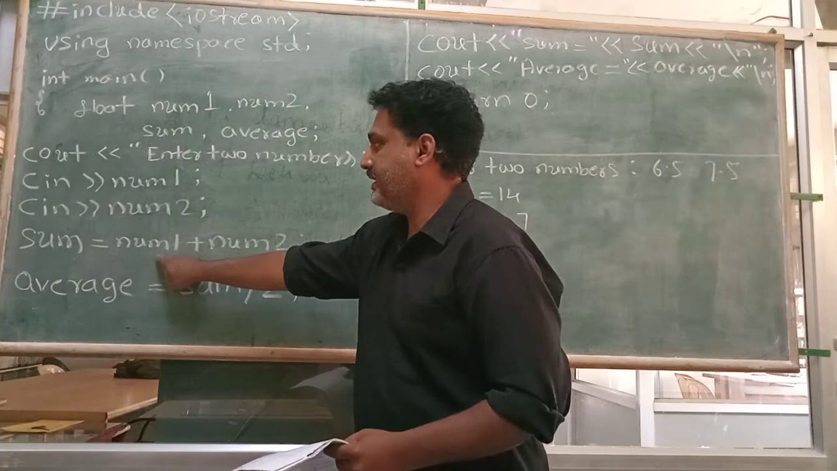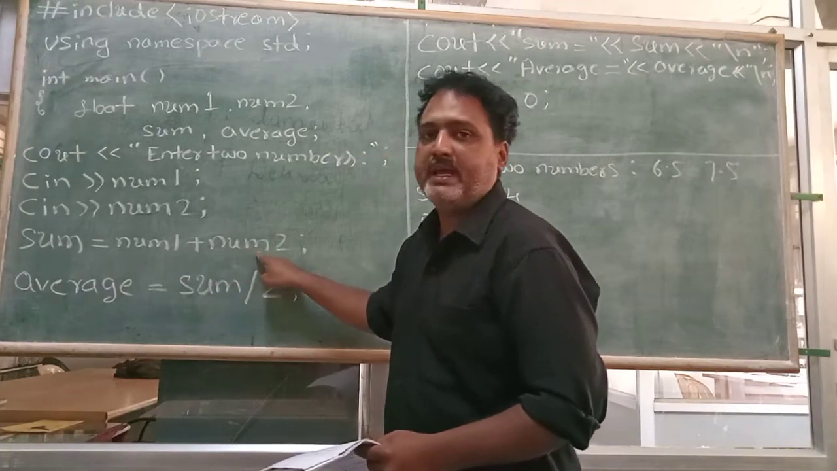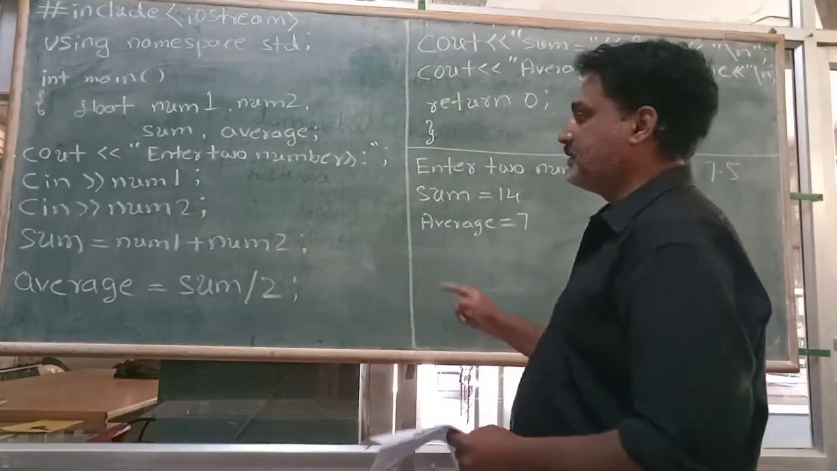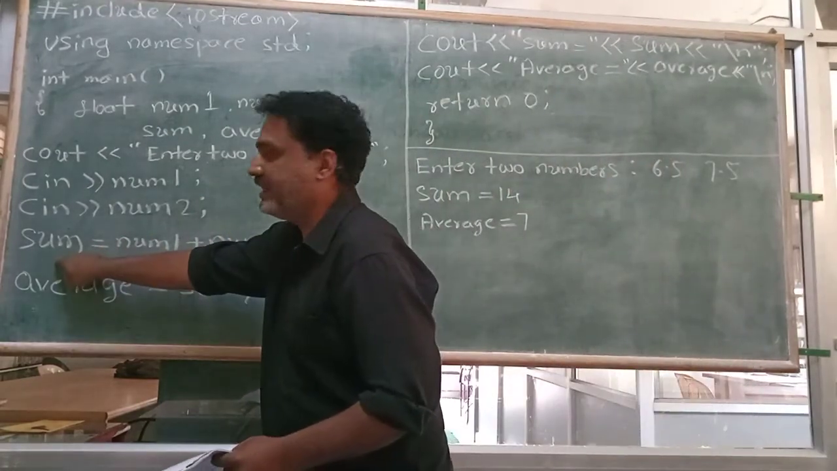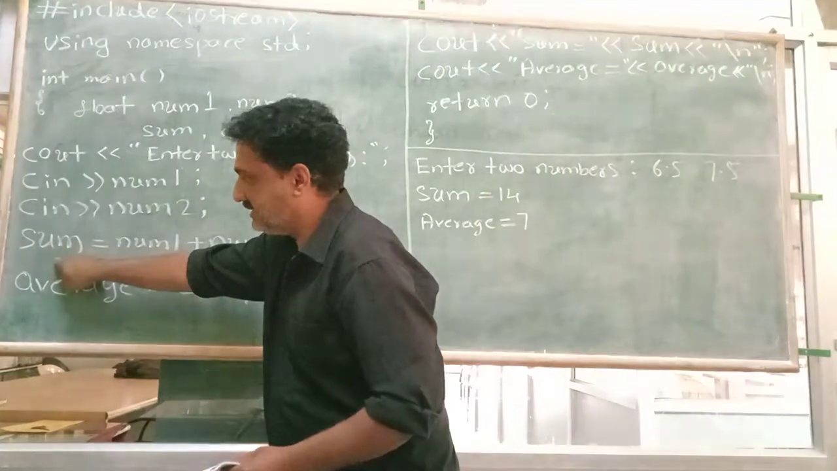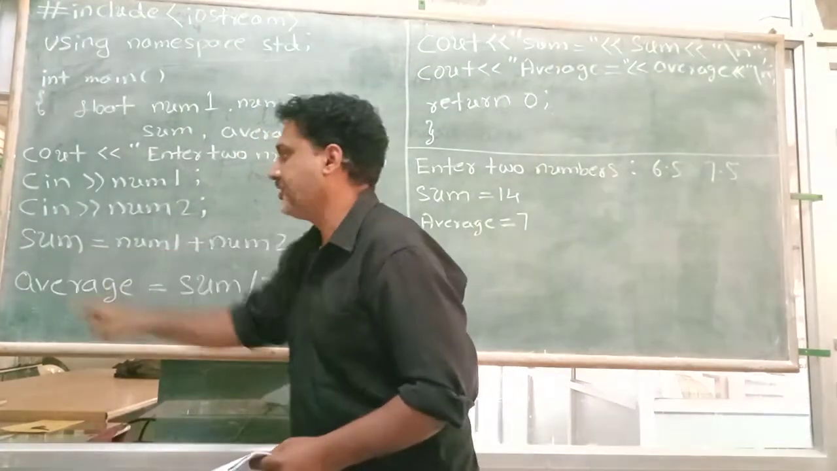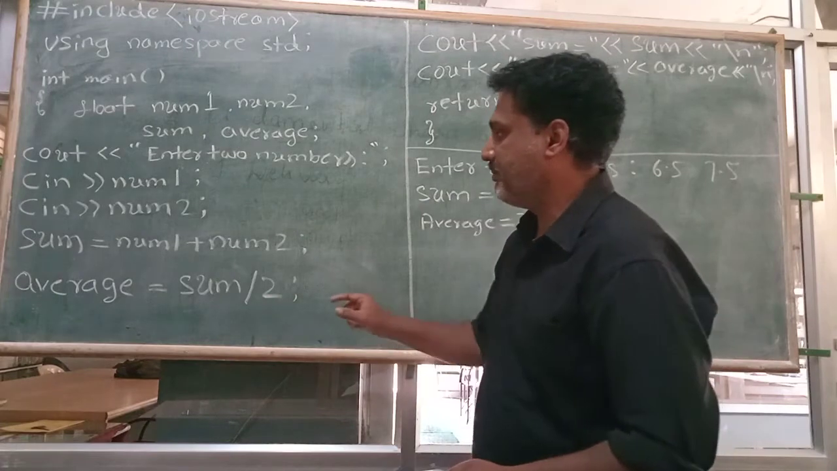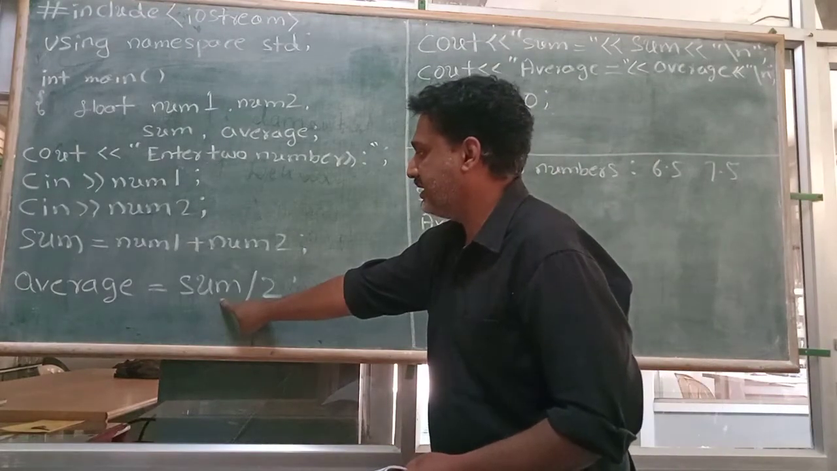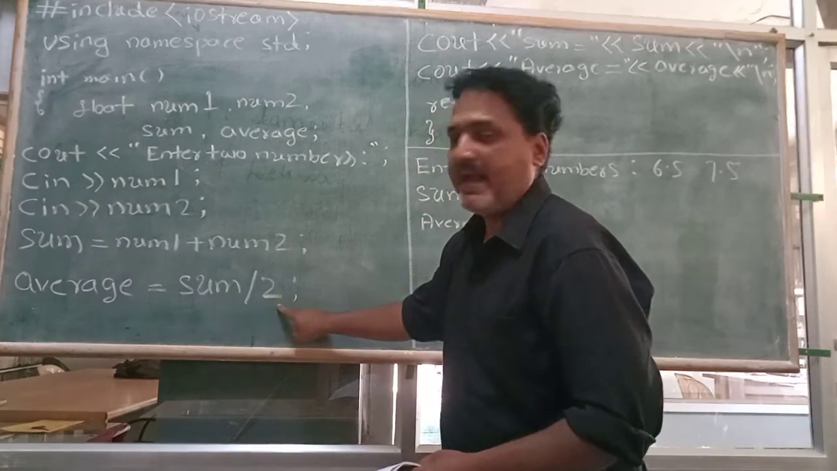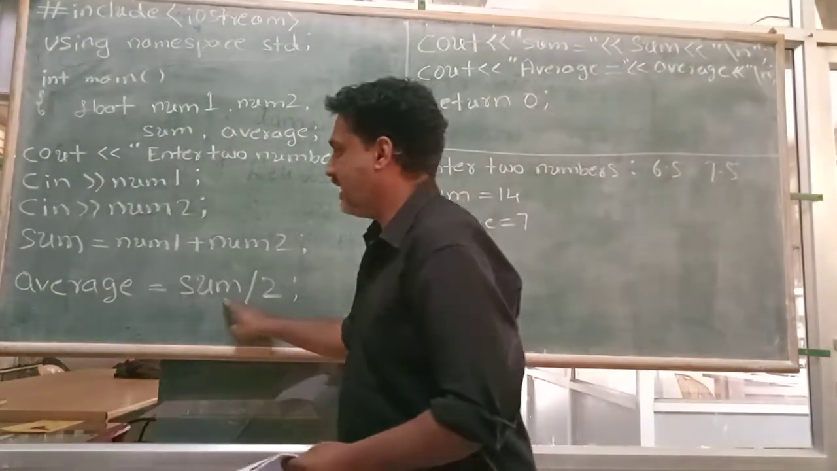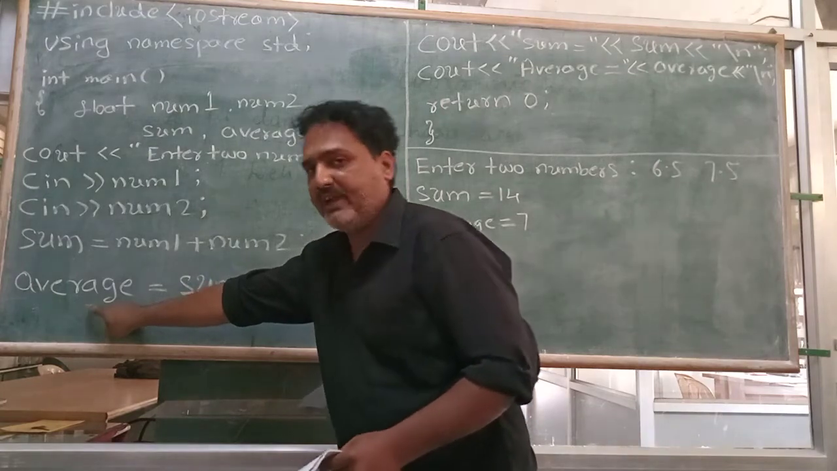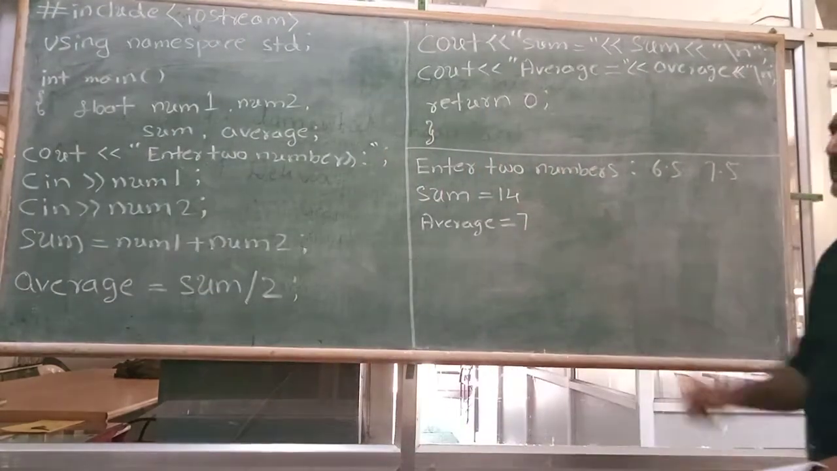In this statement num1 and num2 will be added, and its result is 14. That result is stored in the variable sum, which is of type float. Now to find the average of these two numbers, we divide that sum by 2, and the result will be stored in the variable average.